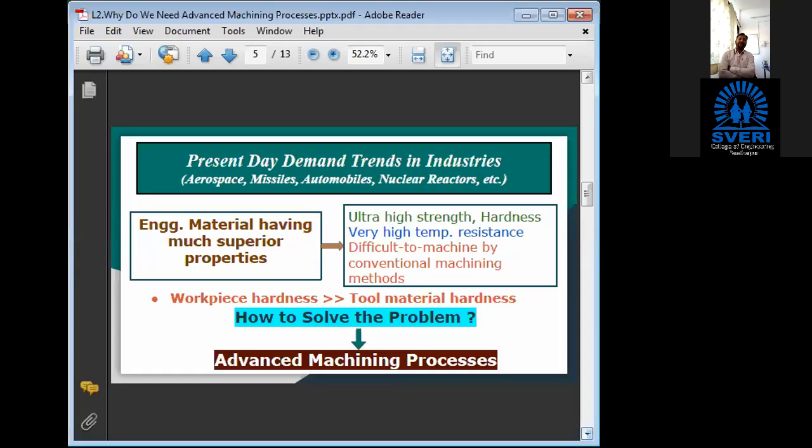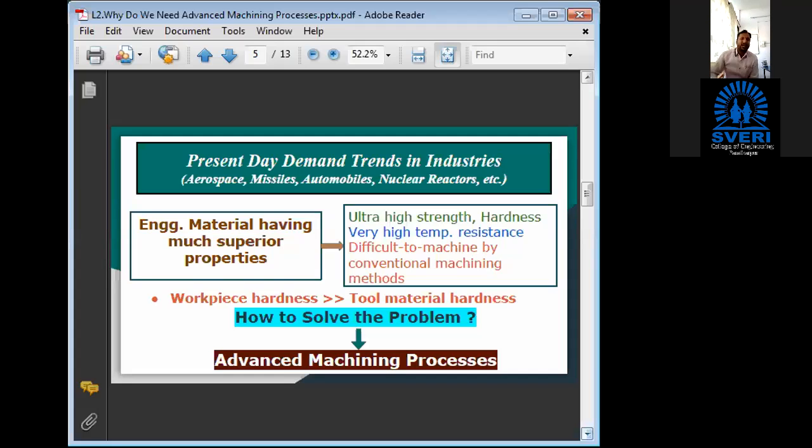Gas turbines also operate in a nuclear power plant, if you want to consider that. These turbine blades are operated at 1100 or 1200 degrees centigrade. At that high temperature, these components should be able to retain their shape, size, and other properties while they are in use. Because when ultra high strength materials are used as workpiece material, the question arises: how to machine such components?